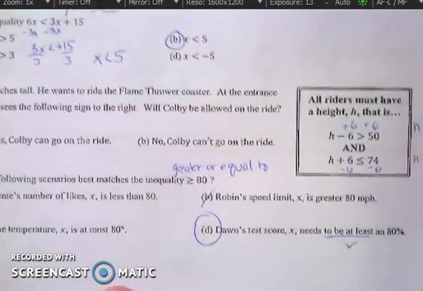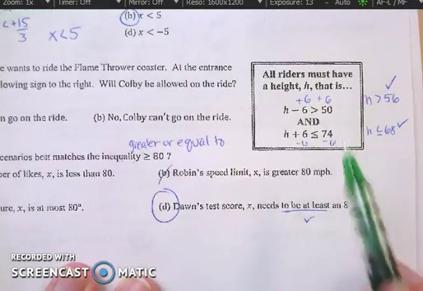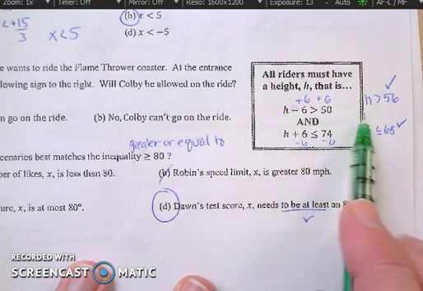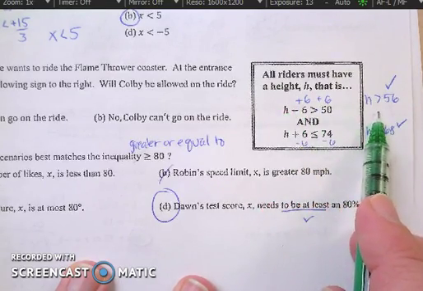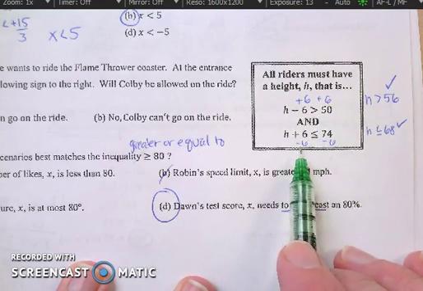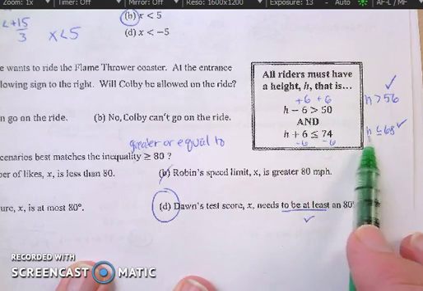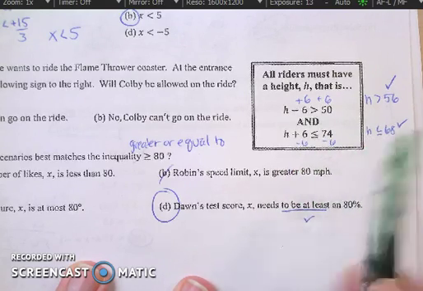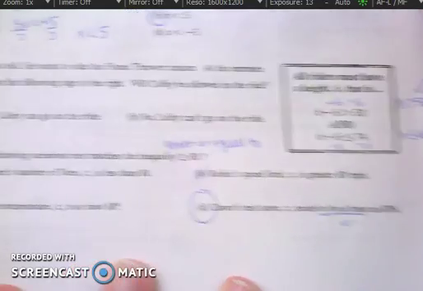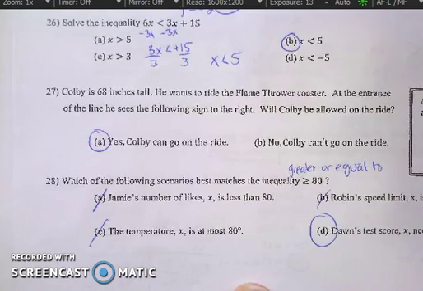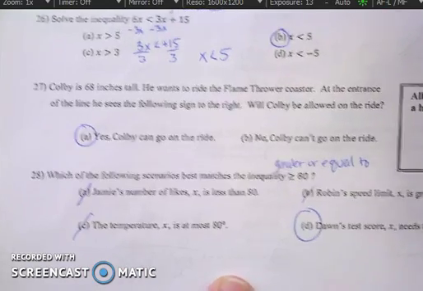Number 27, we have this little situation over here where Cody is 68 inches tall. Can he ride? Well, if we add 6, this means he has to be taller than 56. He's 68 inches, so he suffices there. And he cannot be any taller than this equation, which subtracts 6, is 68. But the equal bar means he could be 68 inches, so he can ride it. So the answer is yes, Cody, you can ride the flamethrower coaster.